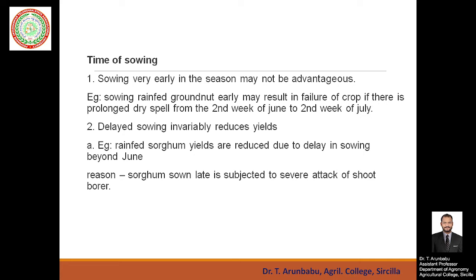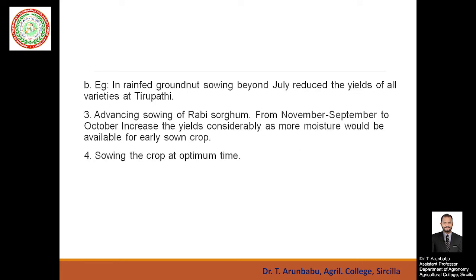For example, sowing rain-fed groundnut early may result in failure of the crop if there is a prolonged dry spell from the second week of June to the second week of July. So that is the first situation. And the second one, delayed sowing invariably reduces yields. Rain-fed sorghum yields are reduced due to delay in sowing beyond the June month. And the reason is that sorghum sown late is subjected to severe attack of shoot borer pest damage. And the second one, in rain-fed groundnut, sowing beyond July reduced the yields of all varieties in Tirupati.